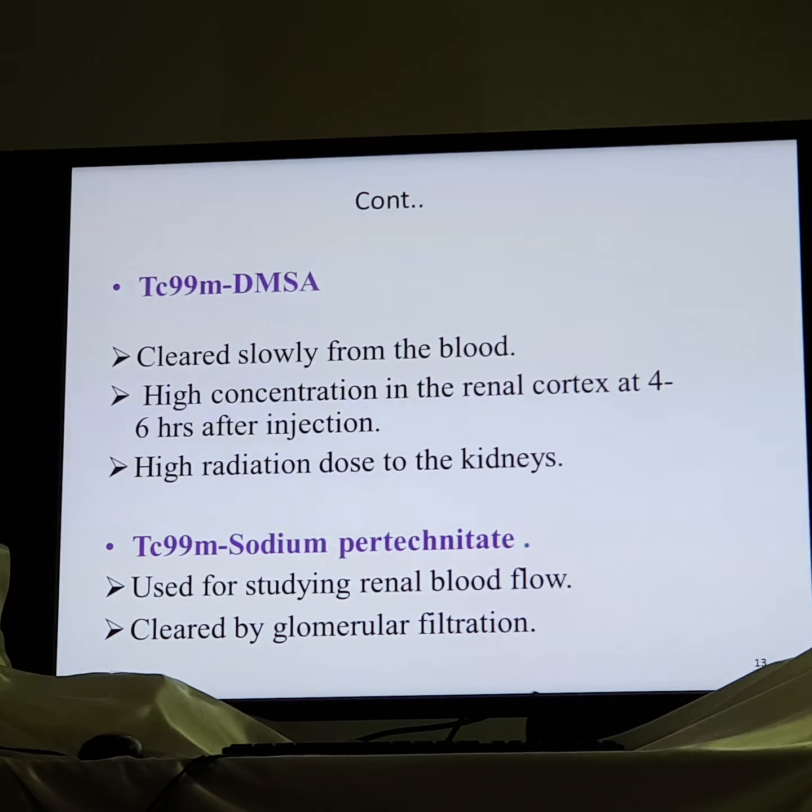DMSA is cleared slowly from the blood, with concentration in the cortex at less than 4 to 6 hours after injection. Of course, there is a high radiation dose to the patients because it binds to the tubules and stays there until the decay happens. So once you inject the patients with, let's say, 4 millicurie, 30 to 40% will be stuck in the cortex of the kidney.